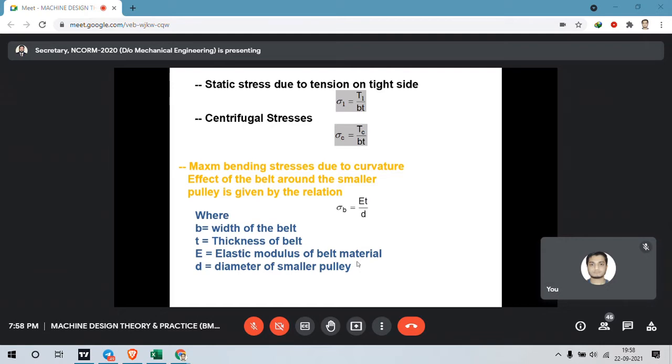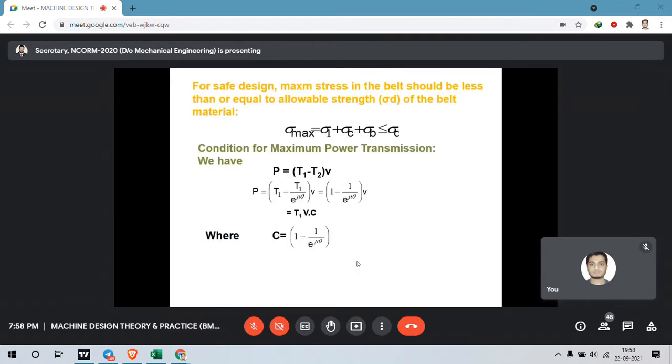You can also calculate the bending stress due to the curvature effect of the belt around the smaller pulley. That is Et upon D, where E is the modulus of elasticity and D is the diameter of the pulley. So these three stresses are important from the subject point of view.